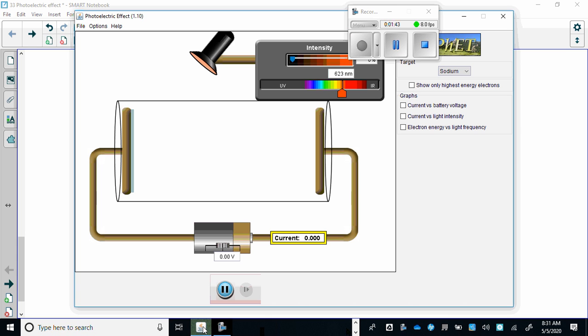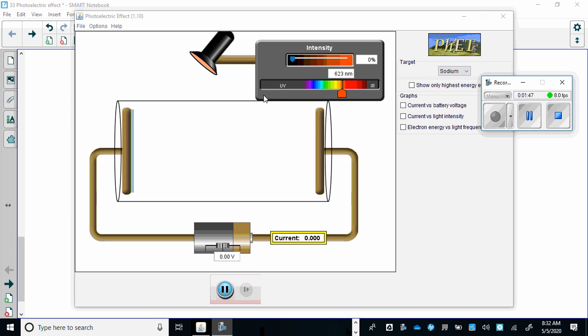Where is it? Here it is. All right, what do we have here? We have a light source, and we have a piece of metal, and in this case you can see the piece of metal is sodium. So this little gray strip here, that's a piece of sodium. And then we have an electric circuit set up here. We won't worry about that until the second part of the unit. But what we're going to do is we're going to shine some light on this metal.